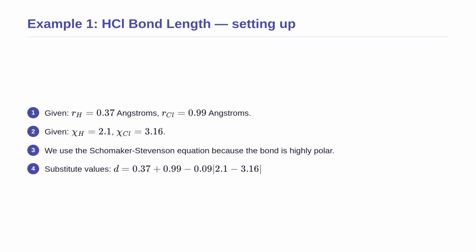Before we move on, let us see this with a concrete example. We need to calculate the theoretical bond length of a hydrogen chloride molecule. We are given the radius of hydrogen as 0.37 angstroms and chlorine as 0.99 angstroms. Their electronegativities are 2.1 and 3.16 respectively. Because these values are very different, the bond is highly polar, so we must choose the Shoemaker-Stephenson equation. Simple addition would give an inaccurate, overly long result. We substitute our given numbers into the equation, replacing the constant C with 0.09.